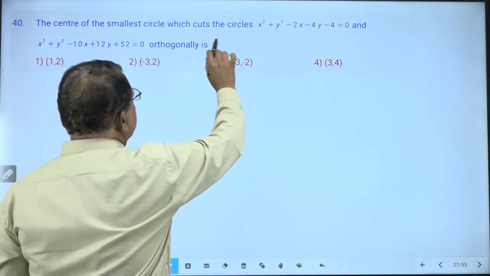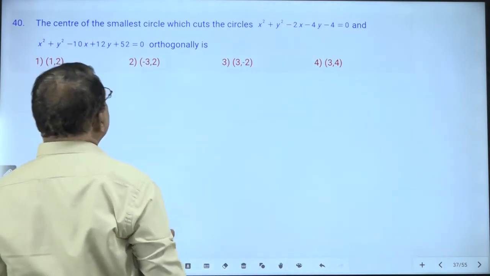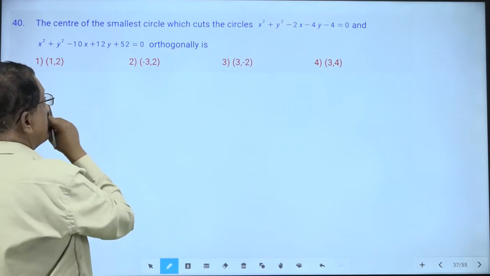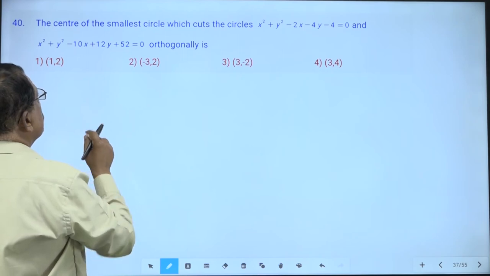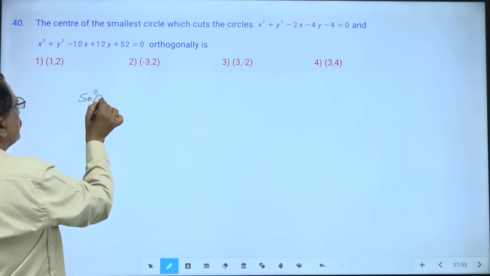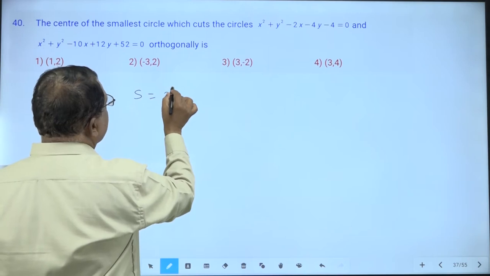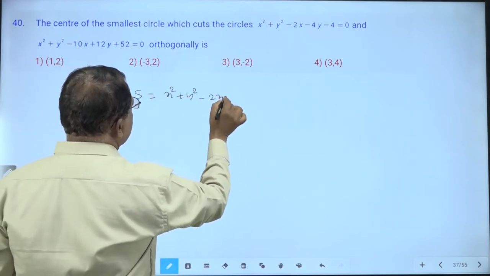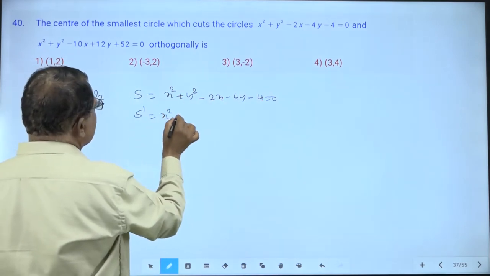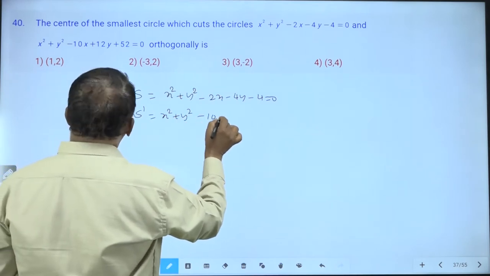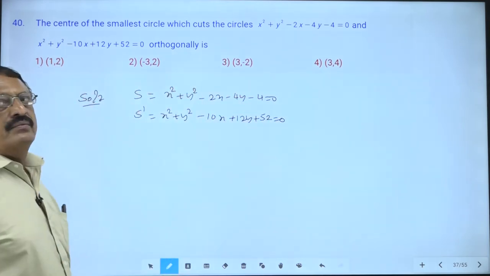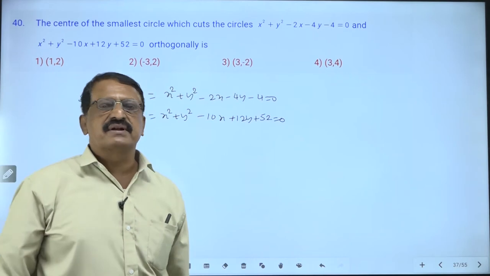The center of the smallest circle which cuts the circles orthogonally. Now, solution. Here two circles are given. One circle S equals x square plus y square minus 2x minus 4y minus 4 equals 0. Second circle S dash, x square plus y square minus 10x plus 12y plus 52 equals 0. First, find the equation of the radical axis of the circles.